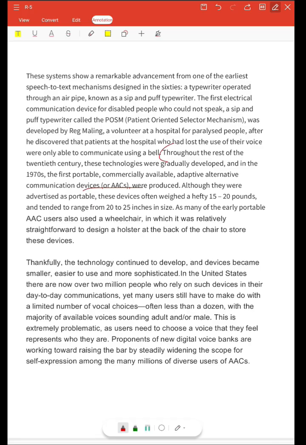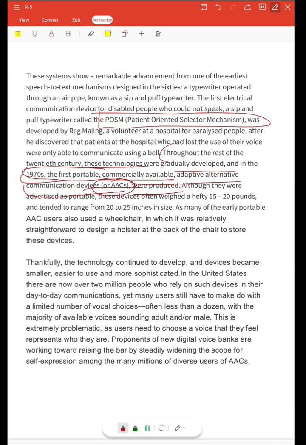Throughout the rest of the 20th century, these technologies were gradually. These technologies means the previous one, they have discussed the technology POSM. Okay. So we do not need to read that because we are asked about AAC. So we will move forward. These technologies were gradually developed, and in the 1970s, the first portable commercially available adaptive alternative communication devices, that is AACs, were produced in the late 1970s.